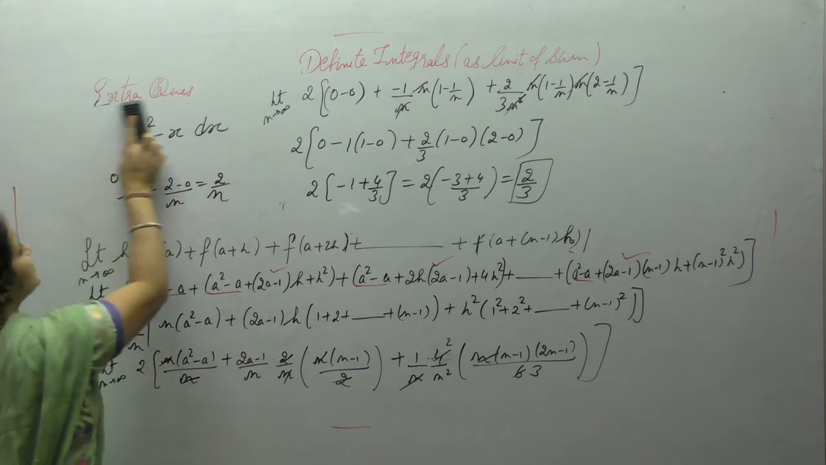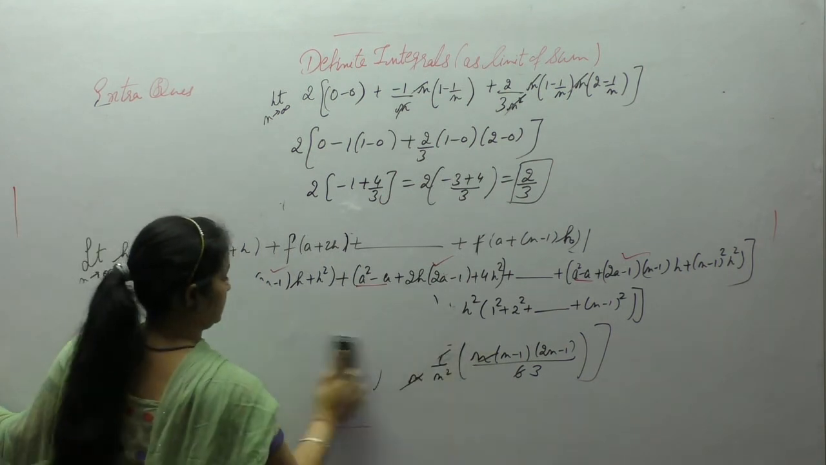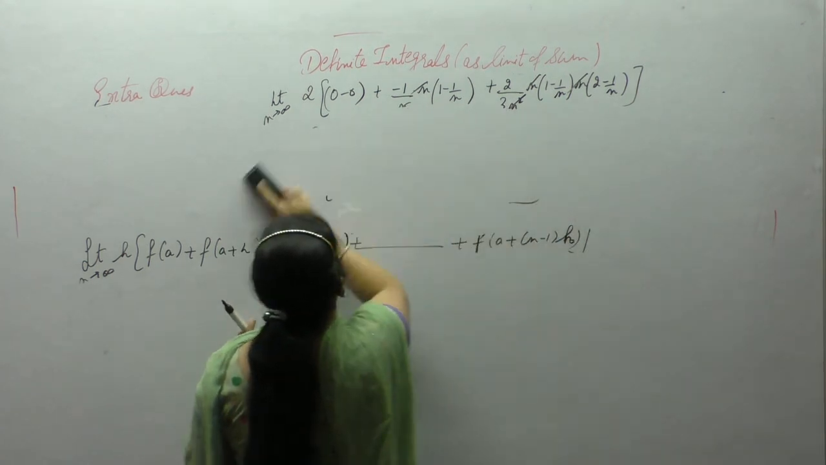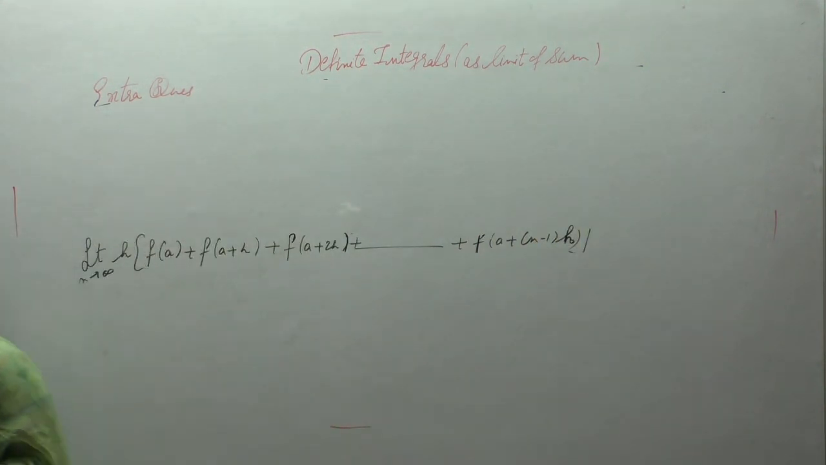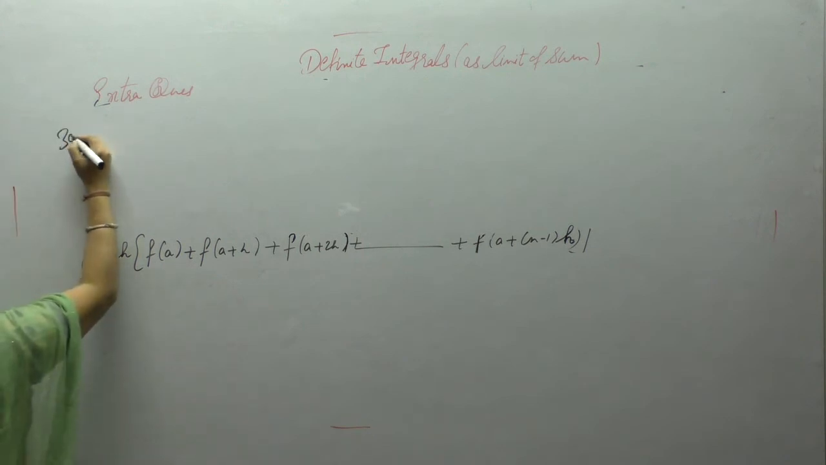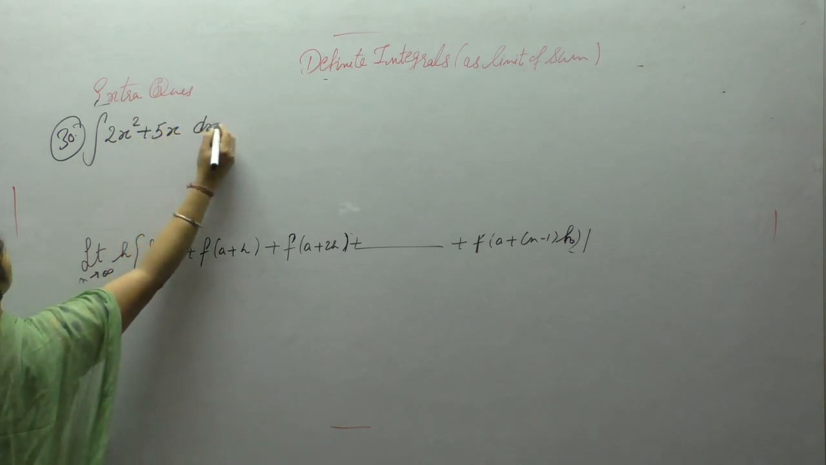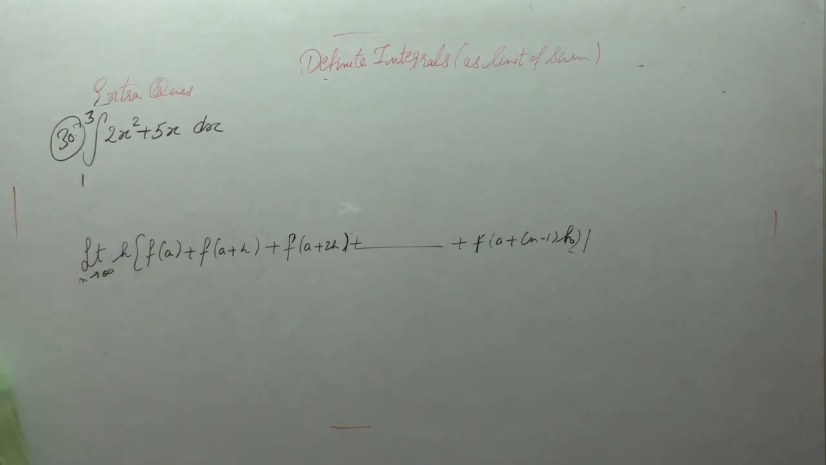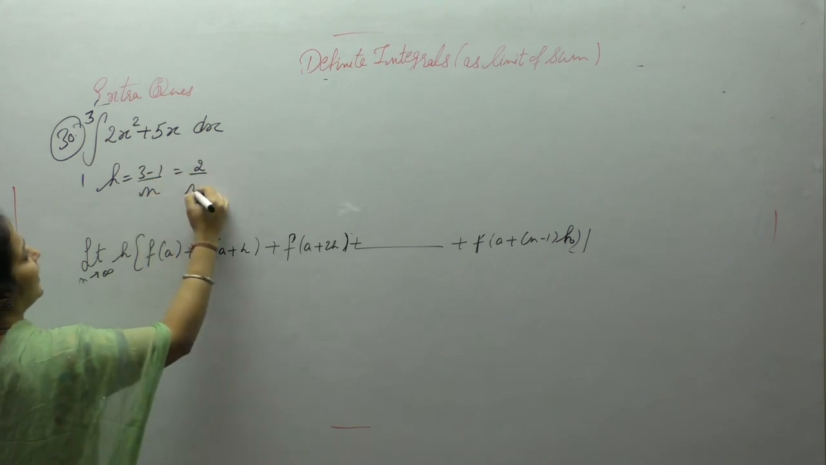Now the next one is: the integral of 2x square plus 5x dx, with limits from 1 to 3. h is (b minus a) by n, which is 2 by n.